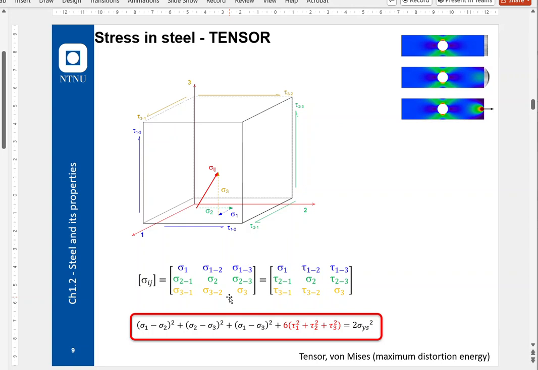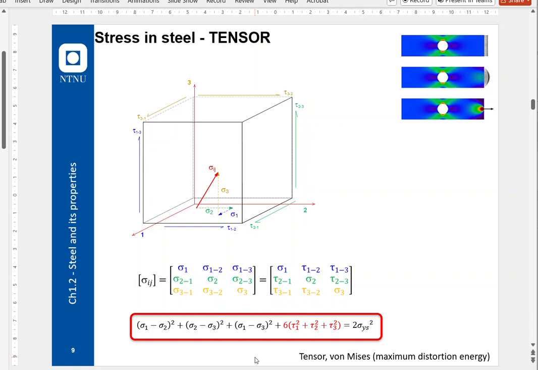matrix. When we set this up in what we call the principal stresses, it becomes this equation we see in the bottom here. We call this system for a tensor, a stress tensor. That is what is going on in steel. We have a stress tensor, not a vector. 9 components.